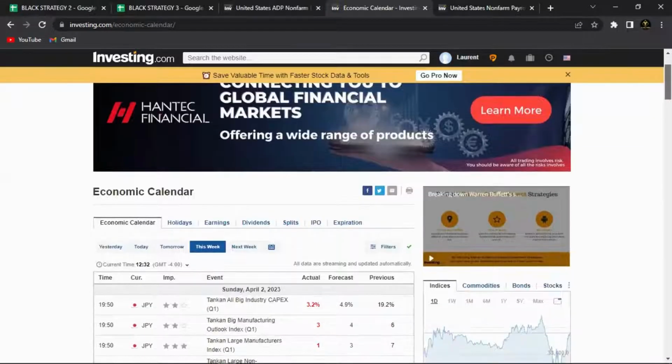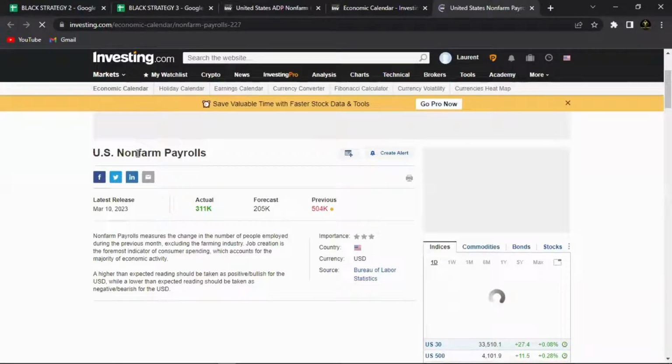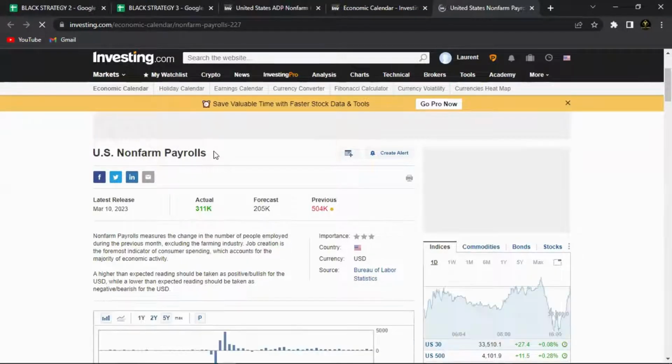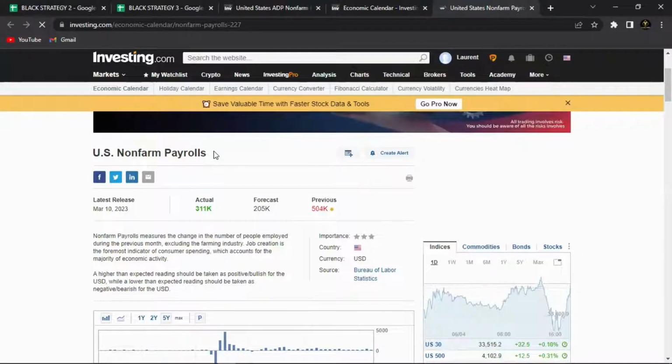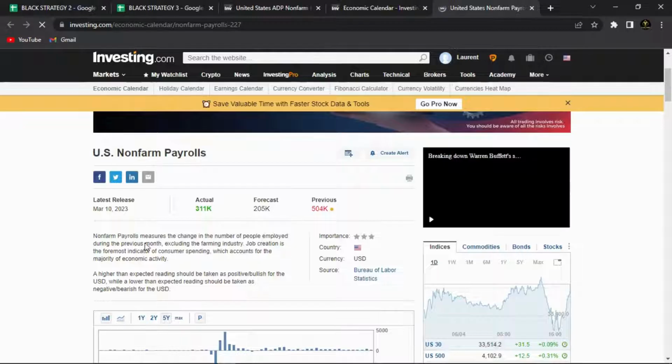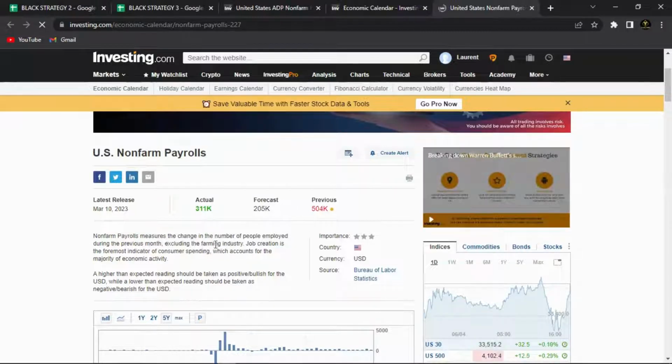Now, the NFP is no different. First and foremost, you need to know what the NFP is. This is the NFP, the US Non-Farm Payroll. That's the long form of the NFP. The non-farm payroll measures the change in the number of people employed during the previous month, excluding the farming industry. That's why it's called non-farm, right? So it excludes the farming industry.